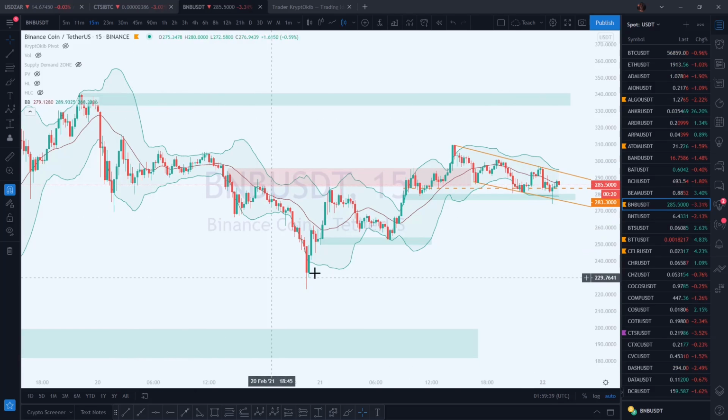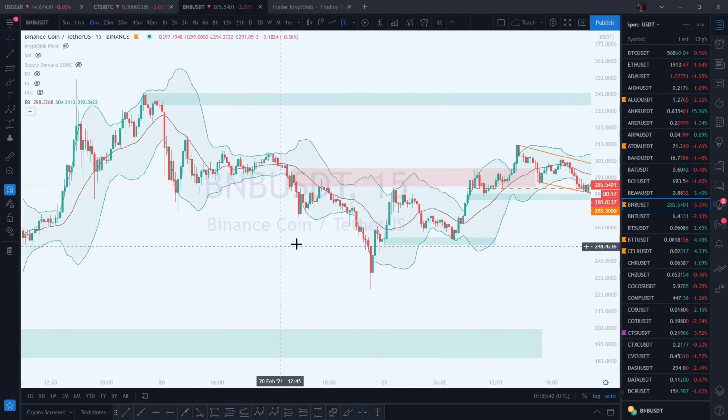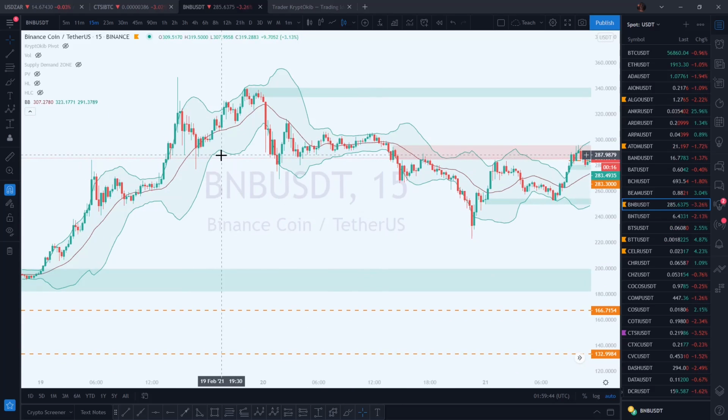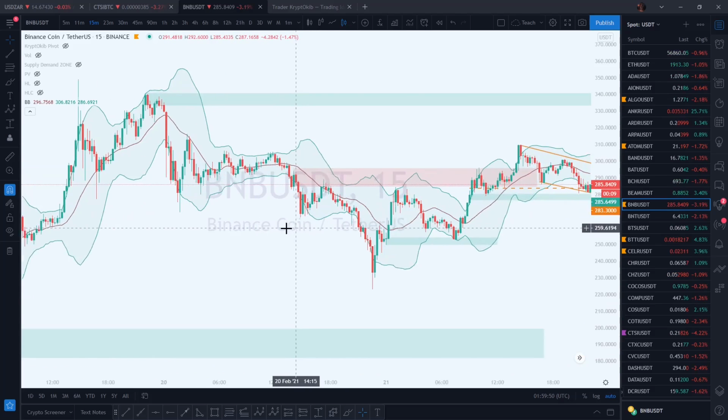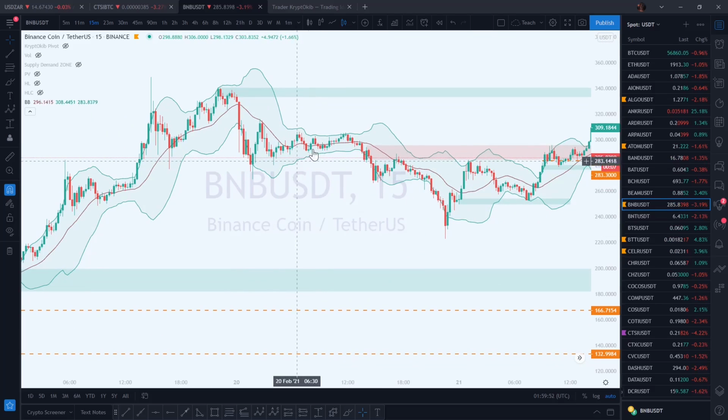As you can see, this comprises the price. This is the lower band and this is the upper band. So this red line is the moving average, which is the median line. Once the bands contract like this, as in closing together, it means price is consolidating or in a sideways movement, and soon it will expand.